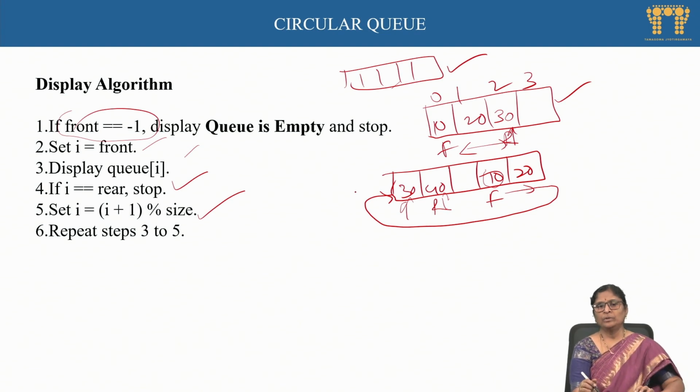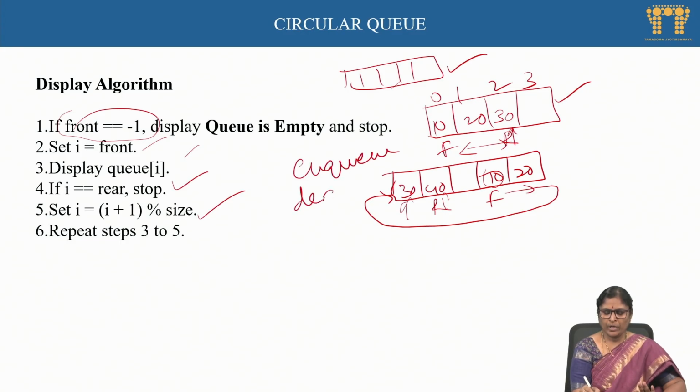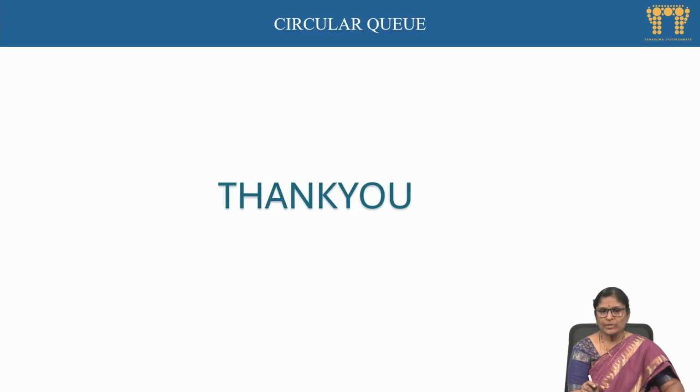So this is about the circular queue. The main operations are, the first one is the NQ operation, the second operation is the DQ operation, that is the deletion, and the last operation is to display the content of the elements. So this ends the circular queue lecture, and in the next lecture we are going to talk about the double-ended queue. Thank you.